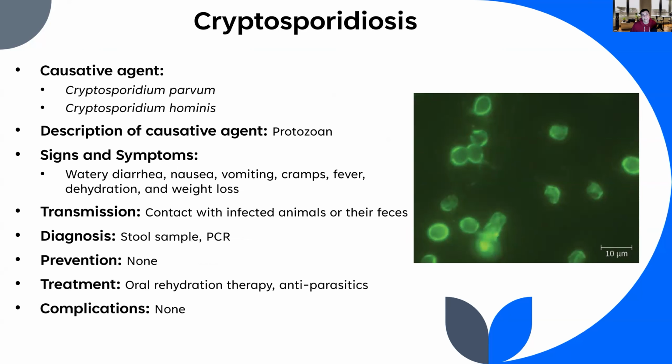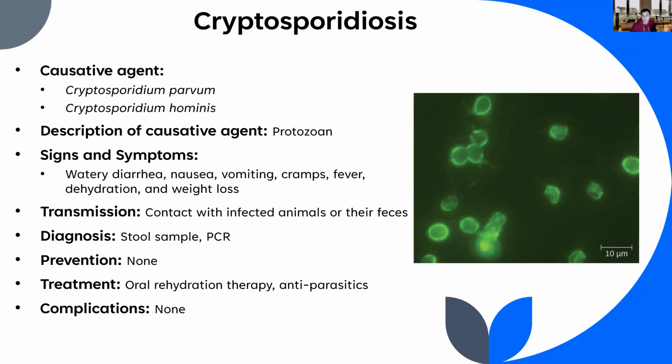Cryptosporidiosis is the next infection on our list. This is going to be caused by either Cryptosporidium parvum or Cryptosporidium hominis. Those species depend on which animal it's coming from. Cryptosporidium parvum is going to come from cattle, whereas Cryptosporidium hominis just infects humans.